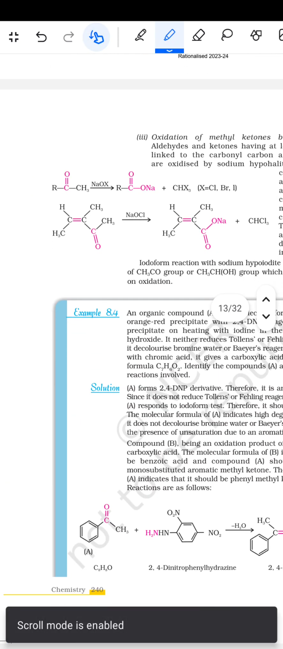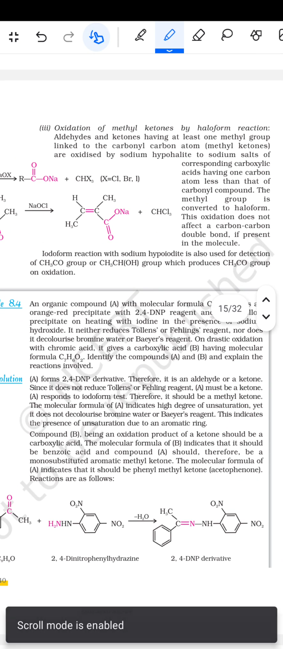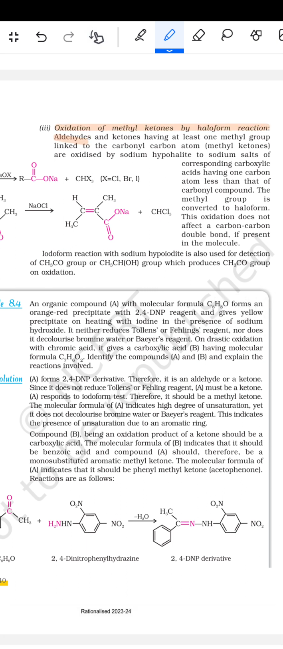फिर उसके बाद आता है ऑक्सीडेशन ऑफ द मिथाइल कीटोन्स बाय द haloform reaction. Aldehydes and ketones having at least one methyl group linked to the carbonyl carbon atom. Methyl ketones are oxidized by sodium hypohalite to the sodium salt of the corresponding carboxylic acid having one carbon atom less than that of the carbonyl compound. The methyl group is converted to the haloform. This oxidation does not affect the carbon-carbon double bond if present in the molecule.